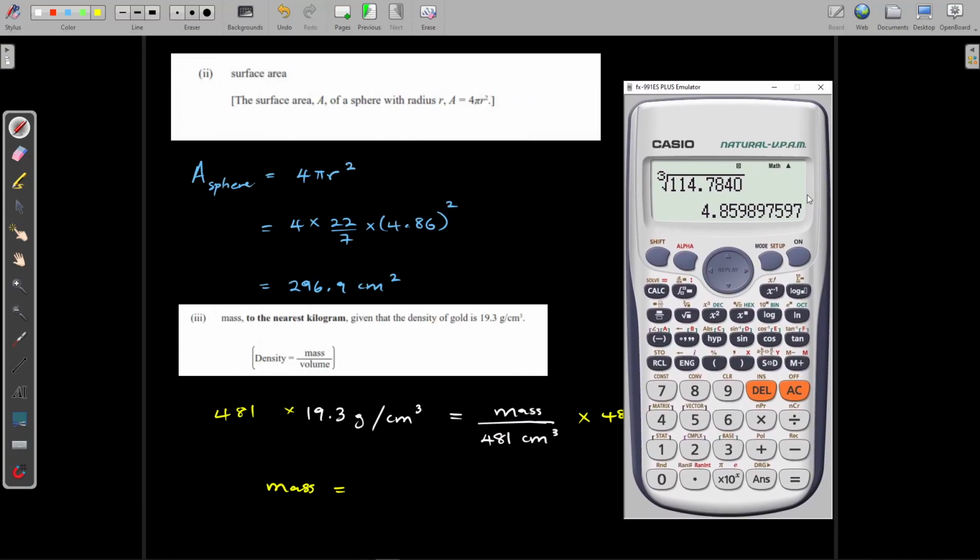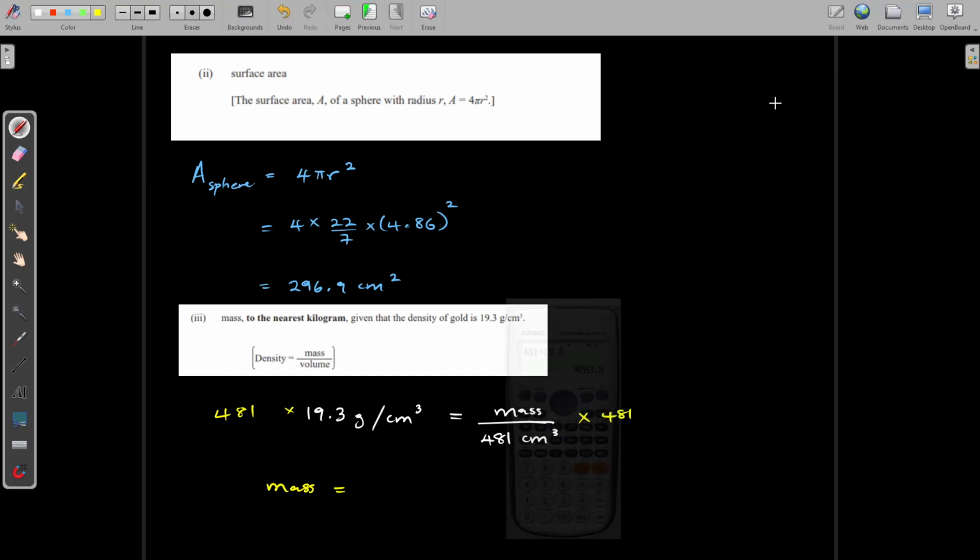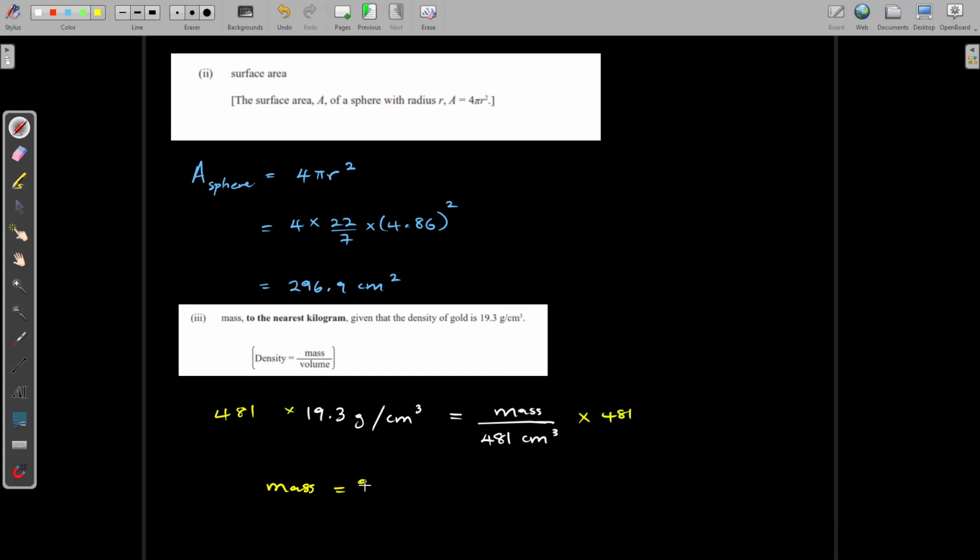I never hear. We want to find the mass, so we're multiplying the density times the volume. So 481 times 19.3, so 9,283.3 grams. 9,283. So this is quite heavy. This is quite heavy piece of gold bar.